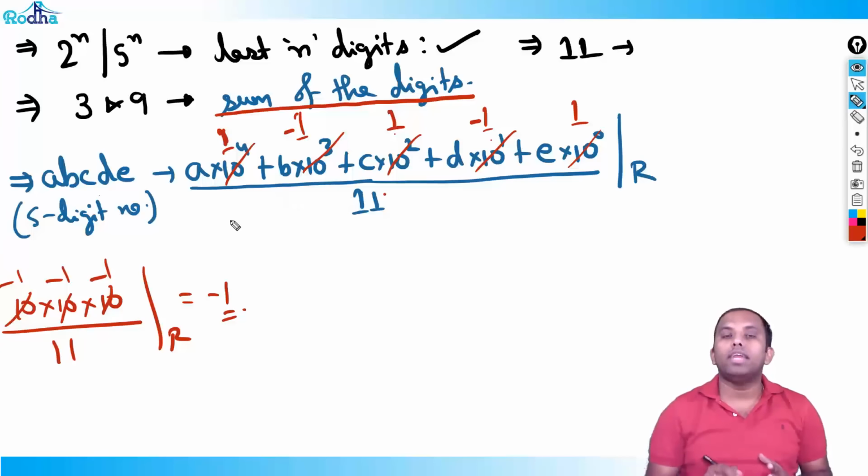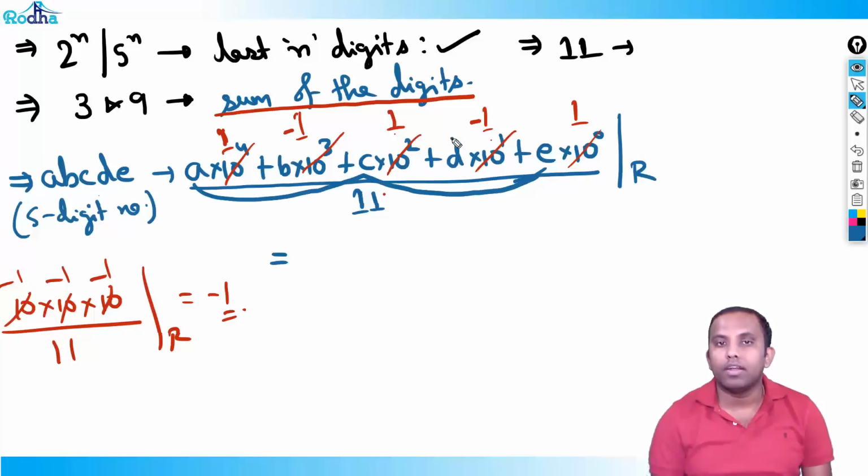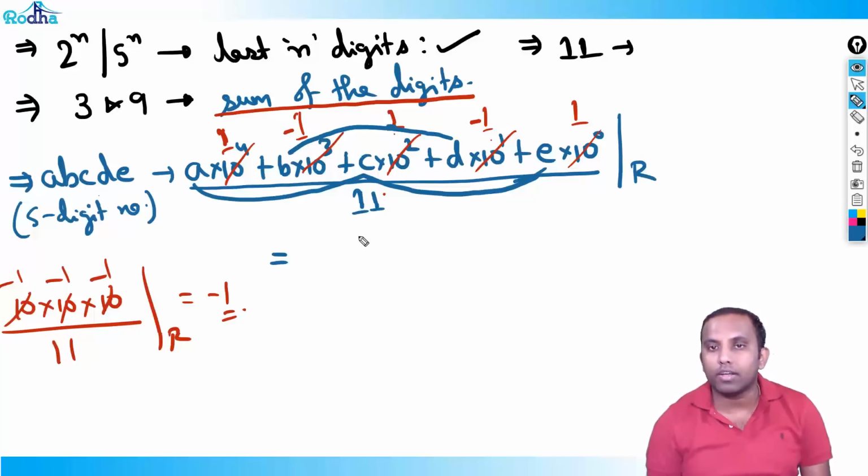So in short, any even power of 10 by 11, the remainder is plus 1. Any odd power of 10 by 11, the remainder is minus 1. Okay. So what result did we get from here? There are these negative signs, right? E, C and A are of positive sign. D and B are of negative sign. So we can consolidate it like E plus C plus A minus D plus B.